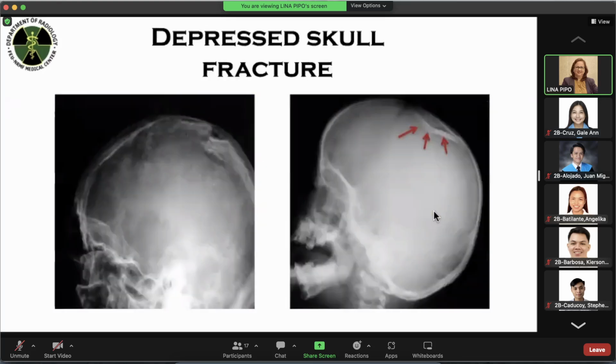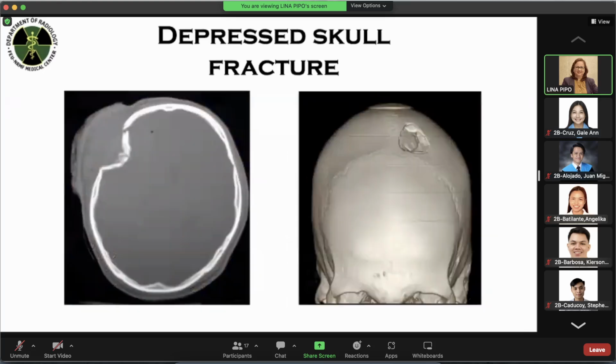Then next is the depressed skull fracture. So this is how it looks. So depressed fracture in the vertex of the skull. So it is stellate, multiple fracture lines radiating outward from a central point, secondary to severe trauma. So example of your depressed fracture in your CT scan. So here's the soft tissue swelling. So this is the site of impact. Okay, so this is your depressed fracture in the right front. And then upon 3D reconstruction, this is the area of your depressed skull fracture.